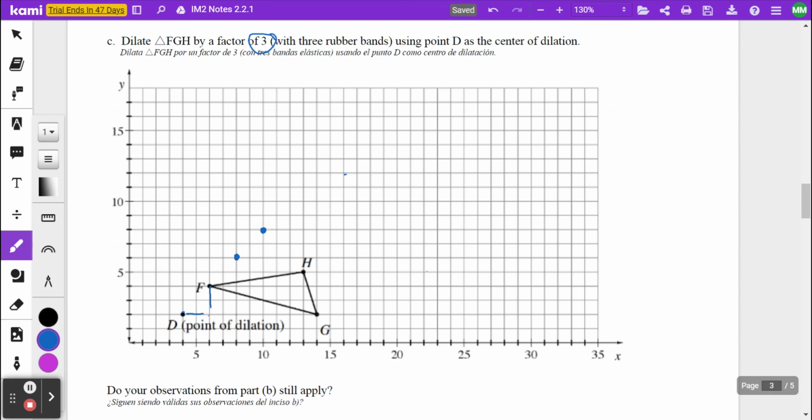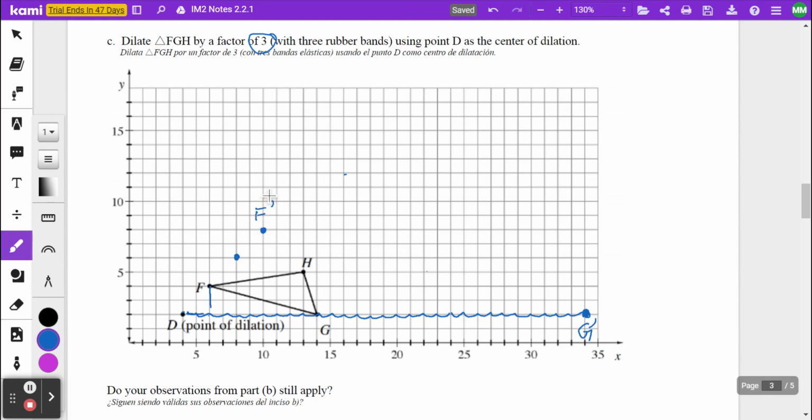Now to get from D to C, how far did I go? 1, 2, 3, 4, 5, 6, 7, 8, 9, 10. So I'll have to do that 3 times. I've already done it once, so I'm going to do it 2 more times. 1, 2, 3, 4, 5, 6, 7, 8, 9, 10. Okay, I'm going to do it one more time. 1, 2, 3, 4, 5, 6, 7, 8, 9, 10. And there is my point for G prime. And let me label F prime as well.